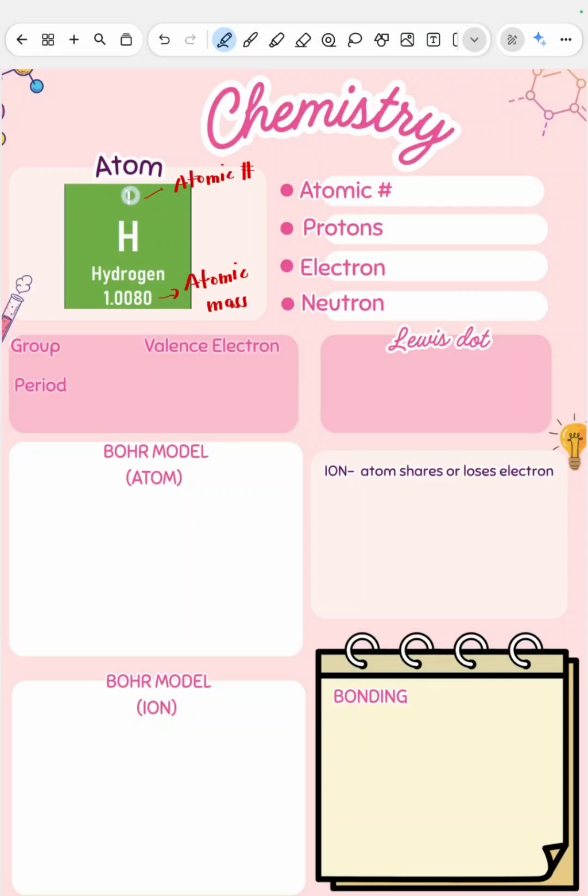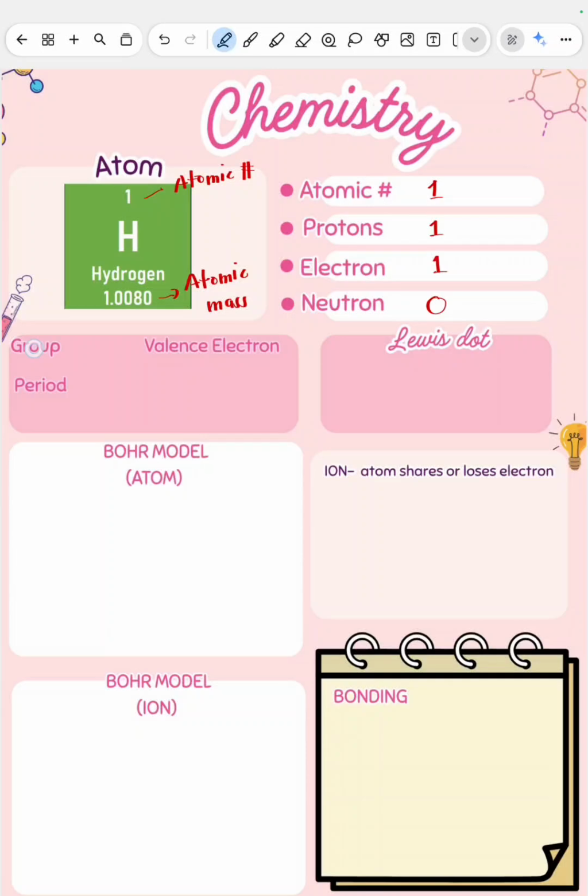Atomic number, you can see it here. Basically, that is only 1. Atomic number is just equal to proton, so proton will be 1. Electron, if it is an atom, will be equal to the number of protons. So since proton here is 1, electron will be 1. And neutron. To get the neutron, you just have to do this one: atomic mass minus proton. Atomic mass is 1, proton is 1. So 1 minus 1 is equal to 0.